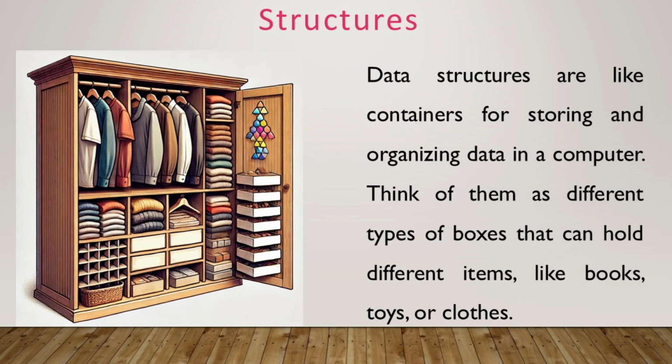Okay? So what does a cupboard do? It organizes our dresses. A wardrobe is basically a place to organize things. Similarly, data which we use in real life can also be organized. It can also be stored. And it can be organized in a beautiful way so that we can use it in a better way. So data structures can be thought of as different types of boxes that can hold different items.